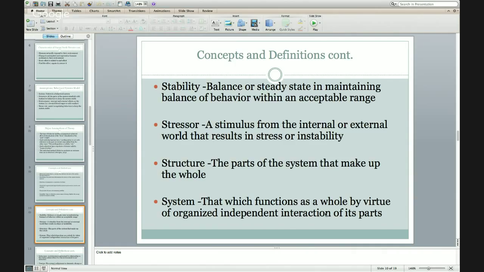You can refer to these definitions later. They're here, but I'm not going to read all of them as that would be boring. So I'm going to read some. Stability is the balance or steady state in maintaining balance of behavior within an acceptable range. We spoke about range earlier. Stressor, a stimulus from the internal or external world that results in a stress or instability, such as food or cold weather. Structure, the parts of the system that make up a whole. System, that which functions as a whole by virtue of organized interdependence.